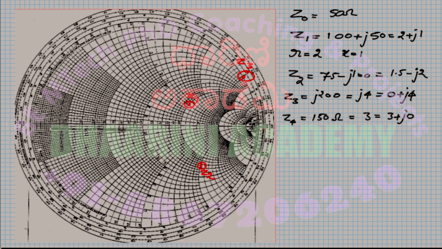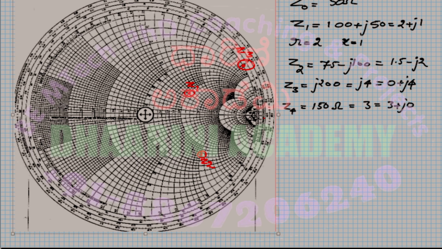Where does x equal to 0 lie? It is a circle whose radius is infinity, which is the horizontal line. This is the line we are talking about. The horizontal line which I am drawing now corresponds to x equal to 0. On that line, mark r equal to 3. R equal to 1 here, r equal to 2 here, r equal to 3 is this point. Are you okay? It is on the horizontal line. So that is Z4.